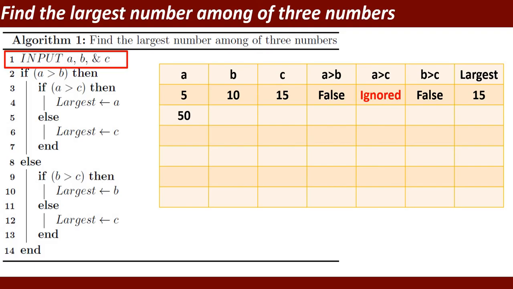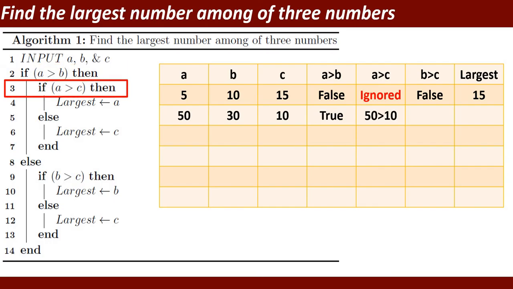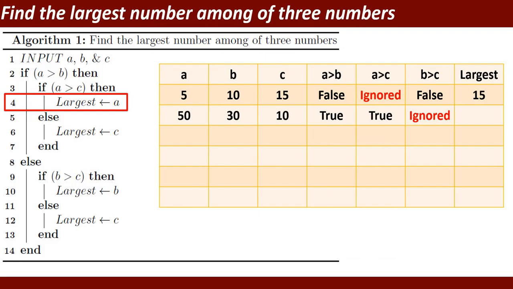Another example: the value of A is 50, the value of B is 30, the value of C is 10. Then it will check if 50 is greater than 30, that is true. Then it will check another condition, 50 is greater than 10. Yes, it is true. Then the B greater than C condition will be ignored because it is written on line number 9. Now our control is on line number 4, that is largest will get the value from A, and in this case largest will get the value 50.